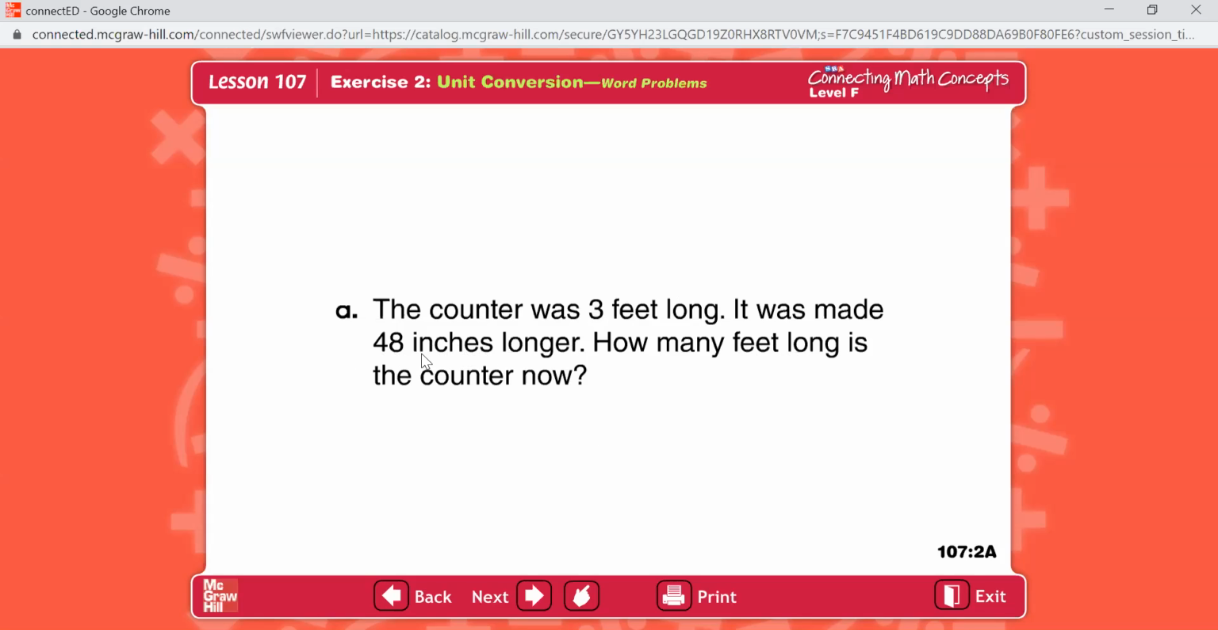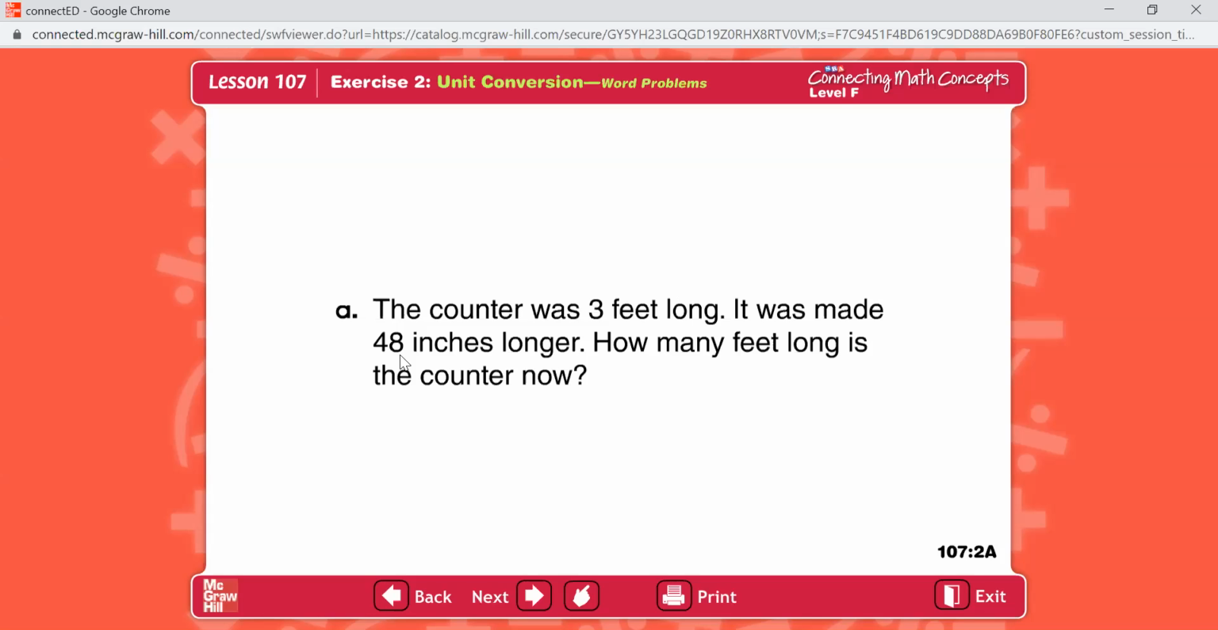We're going to divide inches by feet. We're going to divide 48 by how many inches are in 1 foot, which is 12. We'll divide 48 divided by 12. 48 divided by 12 is 4 feet.